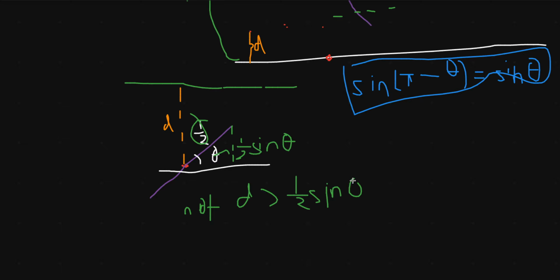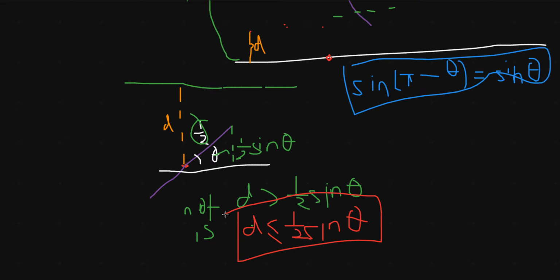Okay, so if it's not intersecting, then we know what it is. So if it is intersecting, D must be less than or equal to half sine theta. Okay, that seems very logical. And now we've got to plot it.